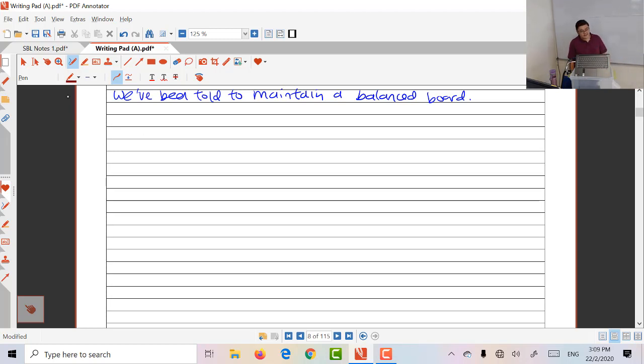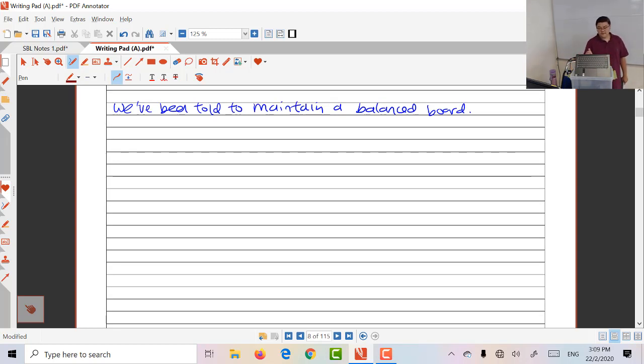Right, so the next thing that I need to look at is, when you say a balanced board, what does it mean? I have actually highlighted some of the criteria of a balanced board according to the code, okay? So what do you mean by balanced board? So what characteristics?